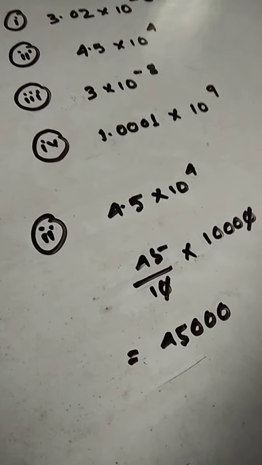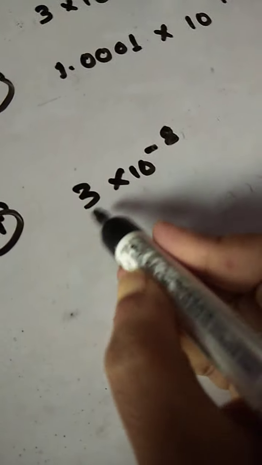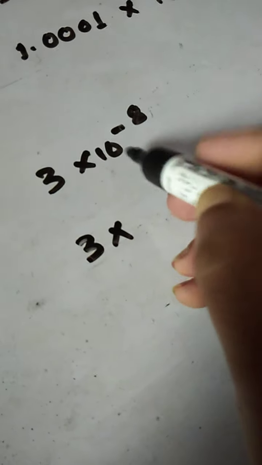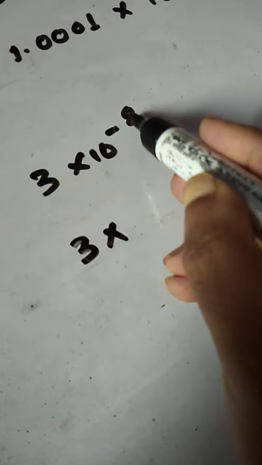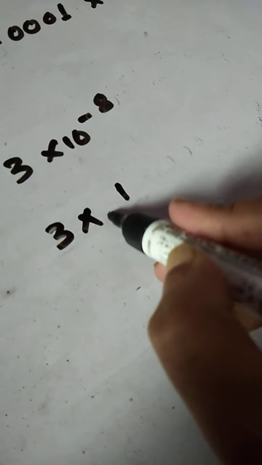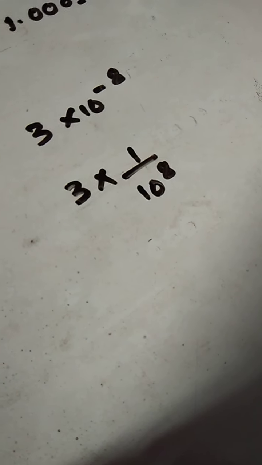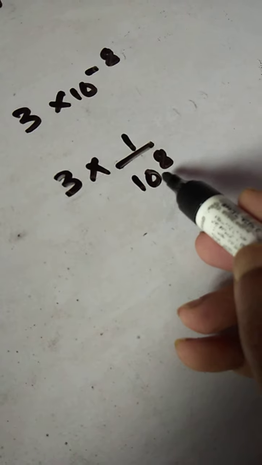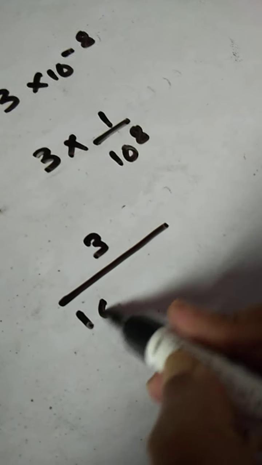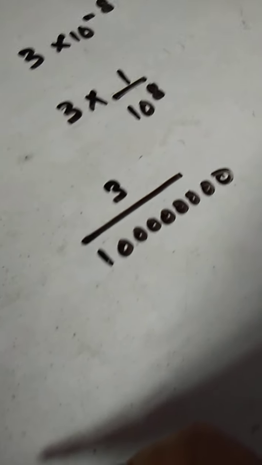Now let's move on to sum number 3. Only 3 is given, so leave it intact. But again this 10 is carrying a negative power, so to make it a positive power we have to take the reciprocal, that is 10 to the power 8. How many zeros would be there? 8 zeros. So we'll write 3 upon 8 zeros: 1, 2, 3, 4, 5, 6, 7, 8.